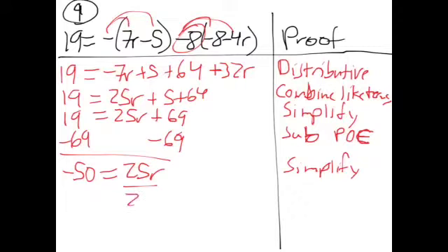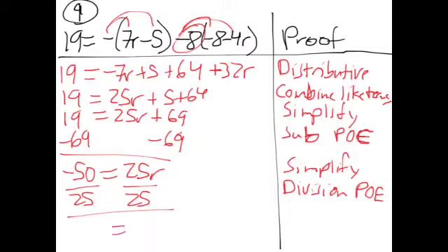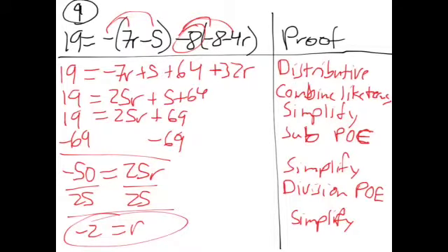And now we just need to get rid of the 25 in front of the r, and what lets us do that is the division property of equality. And our next step here is just going to be simplifying it down. And negative 50 divided by 25 is going to be negative 2. And we're going to be done there.